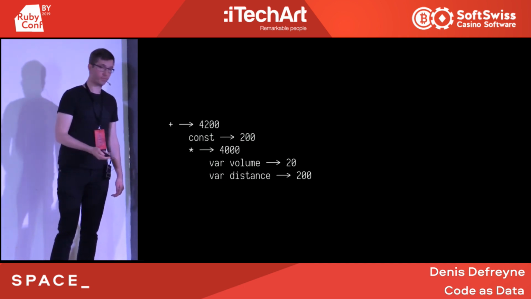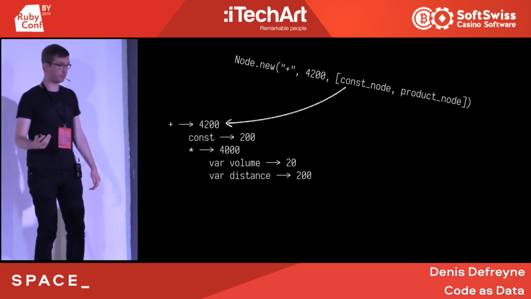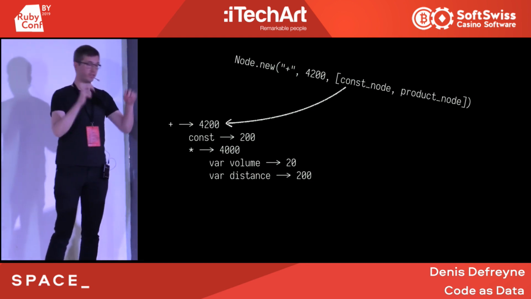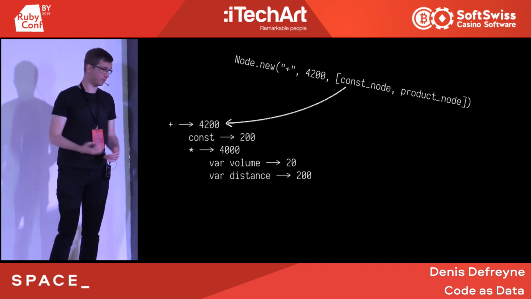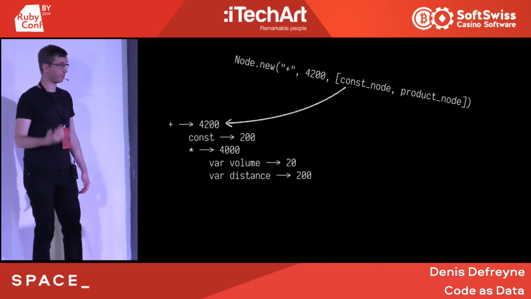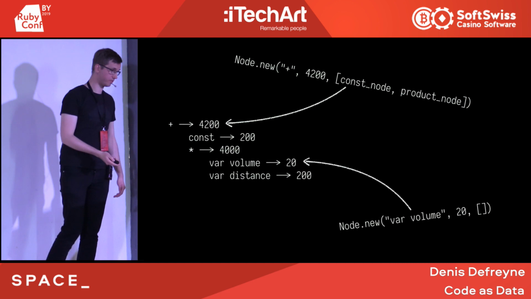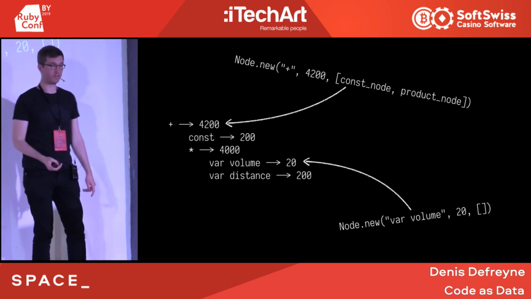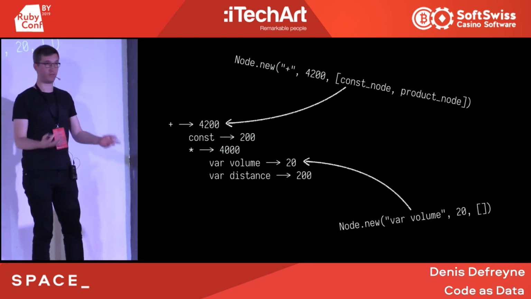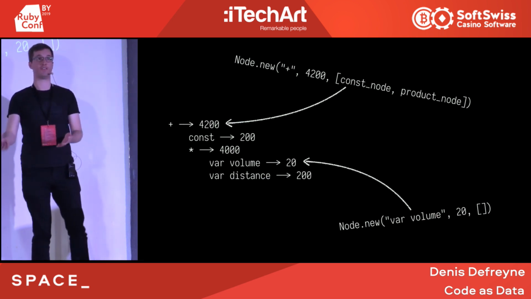For example, in this breakdown, the root node is a node with the name plus. The value is 4,200, and it has 2 children, the const node and the product node. And similar for that volume bit in the breakdown, that is a new node with the name var volume. The value is 20, and it has no children.